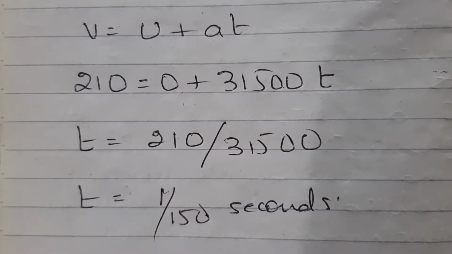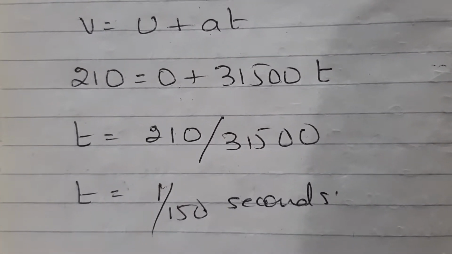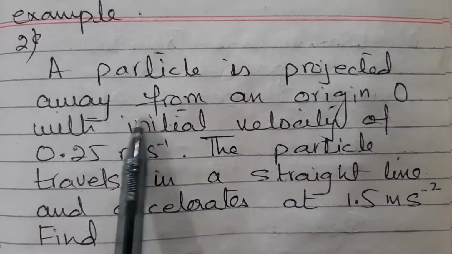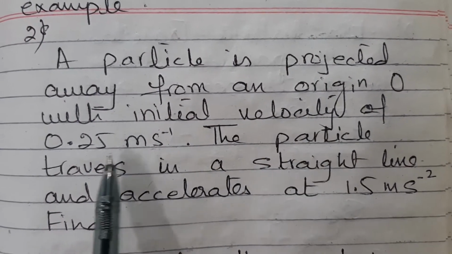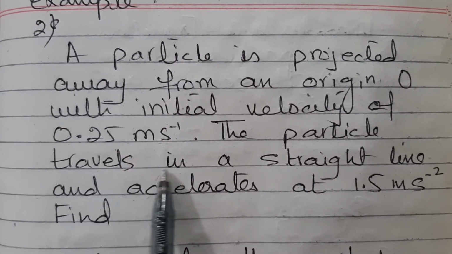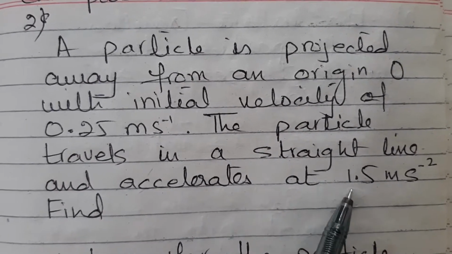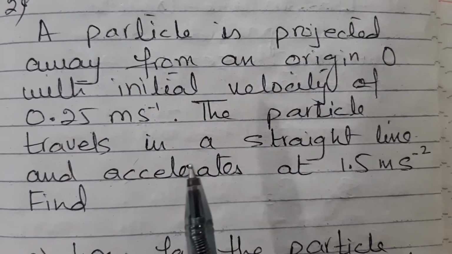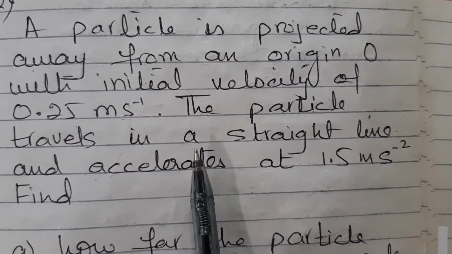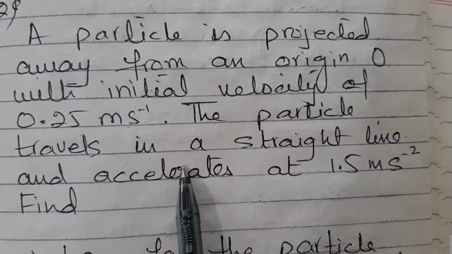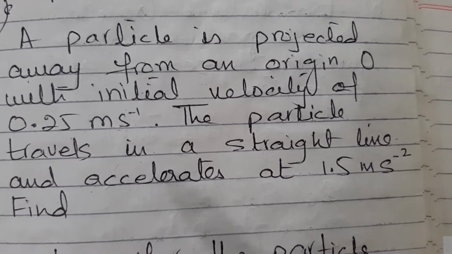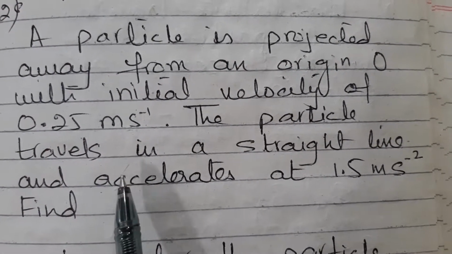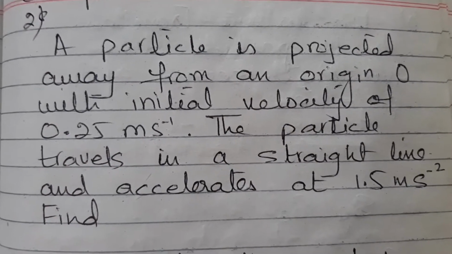The example to understand how to apply SUVAT formulae. Okay, so in this example a particle is projected away from the origin and the initial velocity is 0.25. The particle travels in a straight line and accelerates at 1.5 meter per second squared. I would recommend when you are reading these questions, because in mechanics the questions are very lengthy, to make the scenario and to make it clear. Usually it is very lengthy, it's like a small paragraph. So always pick up the important information and jot it down separately. I'll just show you in a while.